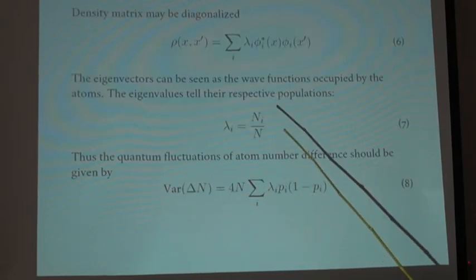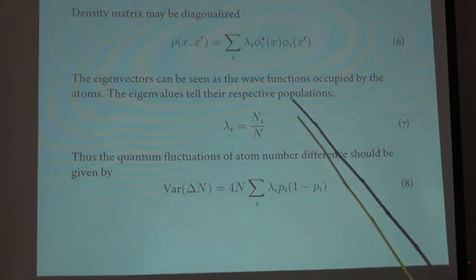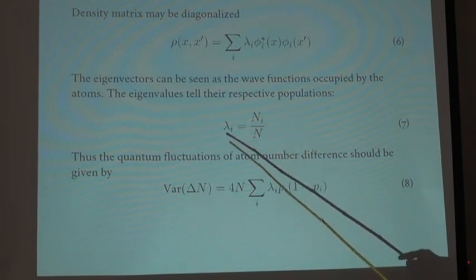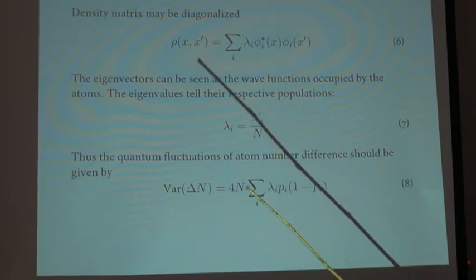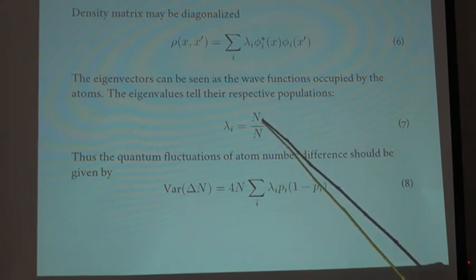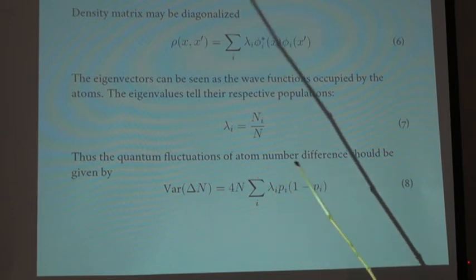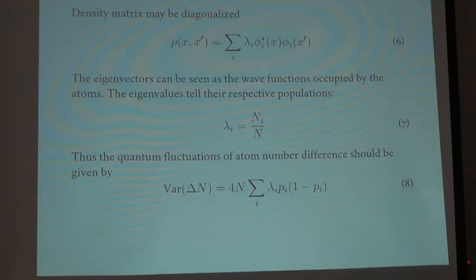And what we can also get from this density matrix is the population of the orbitals. These eigenvalues, you can see them as the population of the orbitals for atoms, so this Ni. But these are interacting orbitals, and also defined by the observation time. And that's the peculiarity of this approach.